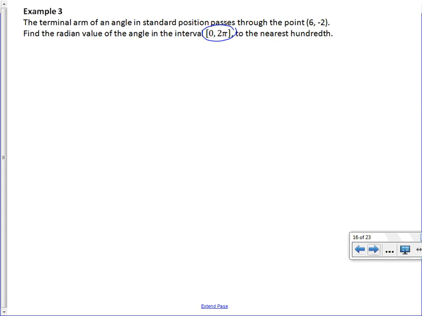Okay, so the idea here is you're told that the terminal arm passes through this point. Could I draw that point on a Cartesian plane? Yes. Okay, so where would that point end up? (6, -2) would be quadrant 4. Good. So here's my point, (6, -2). It's on the terminal arm of an angle in standard position. Whenever you're told angle in standard position, you don't have to worry about the negative angles anymore. Here's an angle in standard position. You start at the positive x-axis, you go counterclockwise until you hit the end of your terminal arm.